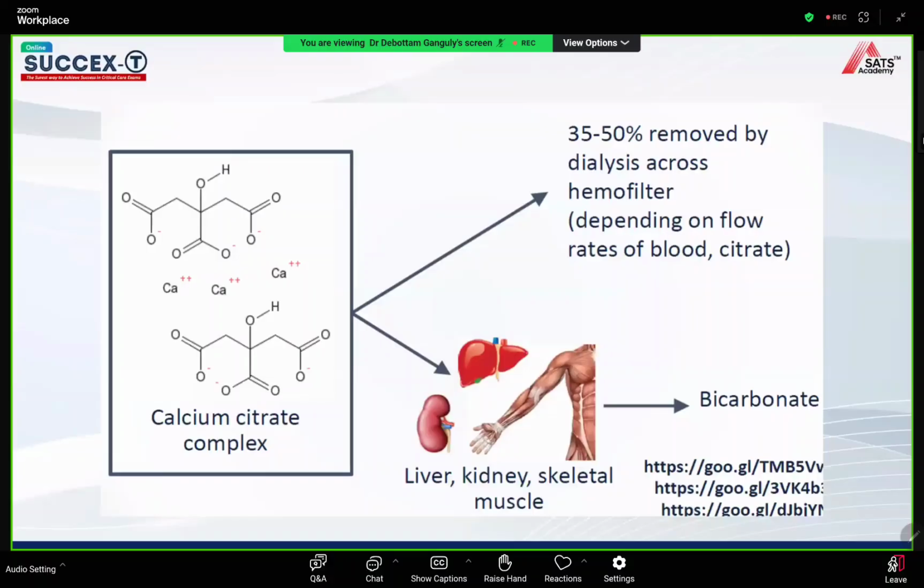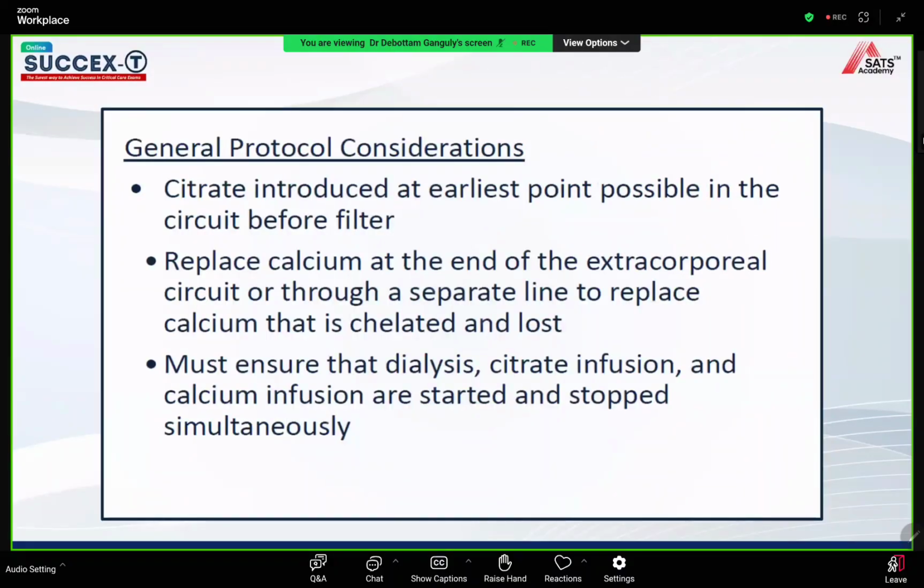So calcium citrate complex, and as this picture shows, 35 to 50% is removed by dialysis across the hemofilter, depending on the blood flow rate and the citrate flow rate. The rest can be taken up by the liver, kidney, and skeletal muscle and converted to bicarbonate.